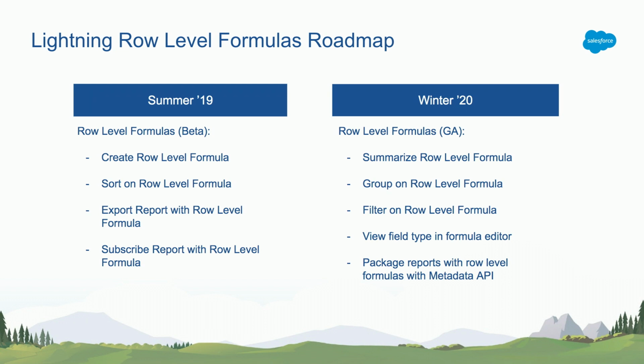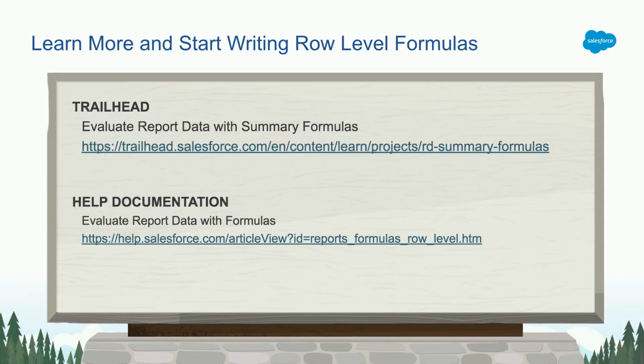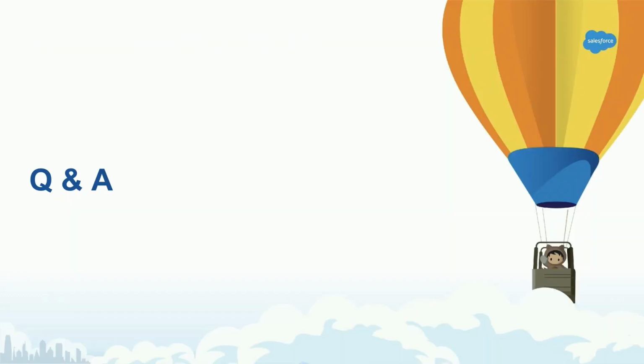Yep. So Daniel, how more can we learn about row-level formulas? Well, if you're ready to start writing row-level formulas today, the best place to go is Trailhead. We have a Trailhead project available called Evaluate Report Data with Formulas, which soon will have an entire unit dedicated to working with row-level formulas. So you can get in, write a row-level formula, verify that it works, and also see more examples of how to use row-level formulas. To really read all about them, our help documentation is ready and available. And with that, we'd like to open the floor for questions.